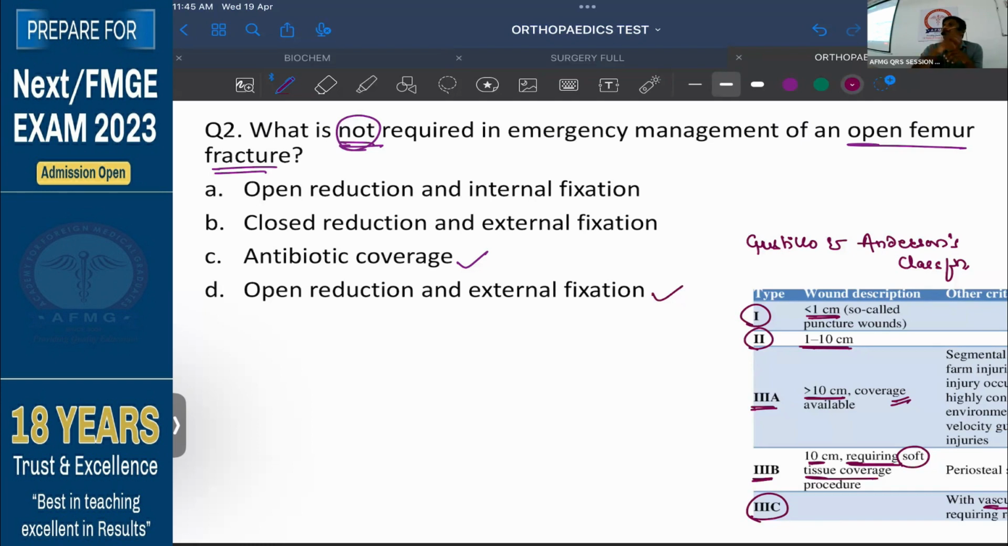ठीक है? तो immediately तुम ORIF नहीं करते हो until and unless the infection will be resolved in the patient. या फिर prophylaxis देते हो antibiotics का at least for a span of 2 weeks, and then you will go for an ORIF. तो इसमें अगर बेस्ट आंसर देखना है तो ऑप्शन बी से क्लोज रिडक्शन एंड एक्सटर्नल फिक्सेशन. तो अगर इफ इट इज ओपन फ्रैक्चर जिसमें तुम्हें सॉफ्ट टिश्यू कवरेज अवेलेबल है, ठीक है, तो इसमें ओपन रिडक्शन की कोई जरूरत पड़ेगी क्या?